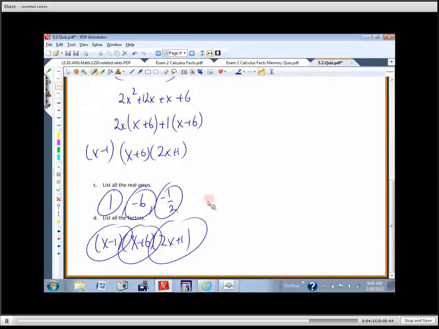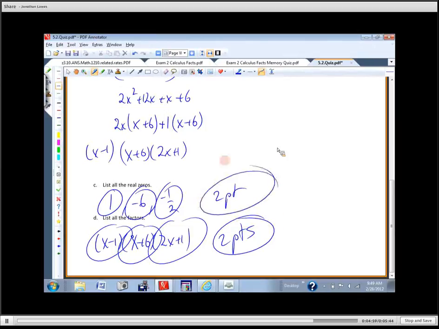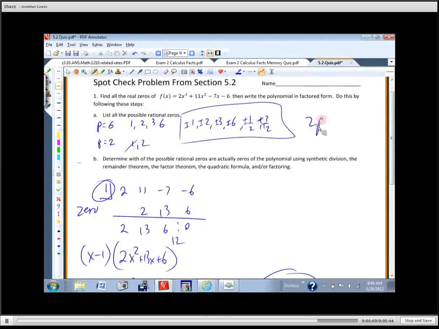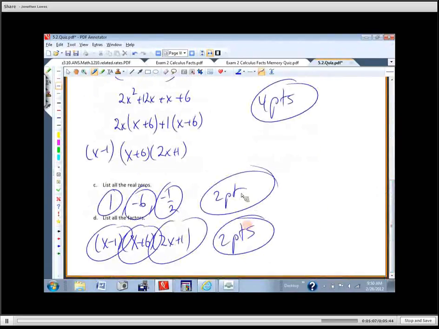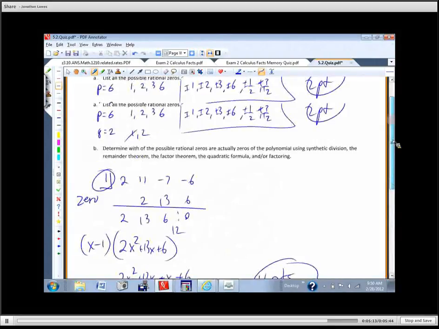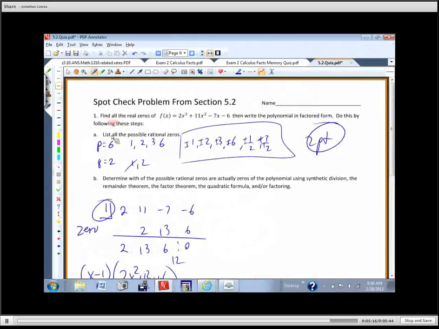And then give them 2 points here and 2 points here. So 2 points for the first part, 4 points for the middle part, and 2 points for each of the last parts. That's 10 points altogether. Write a score of 10 at the top, right where it says quiz, spot check problem. Okay, so this is going to be 10 points altogether. Okay, I got 10 points, by the way, in case you were wondering.